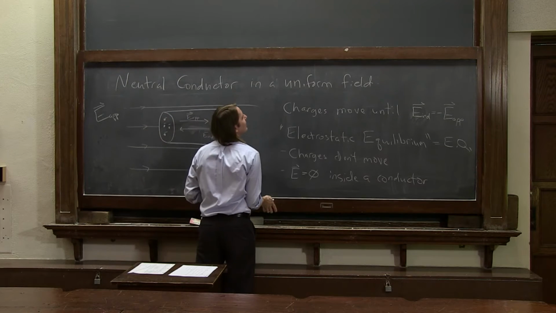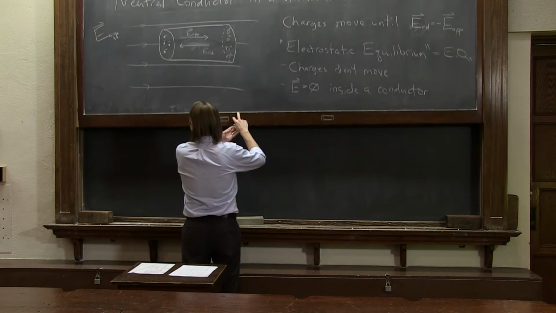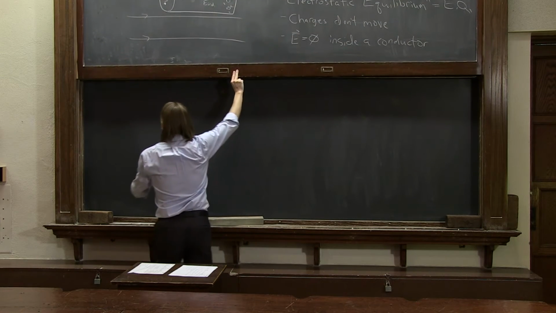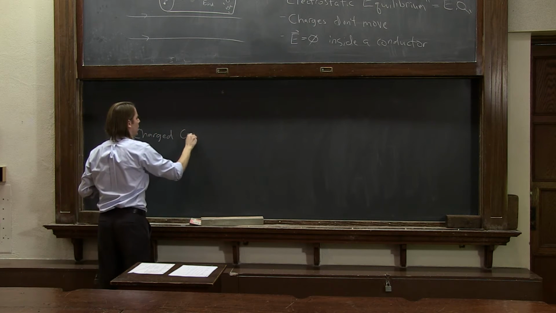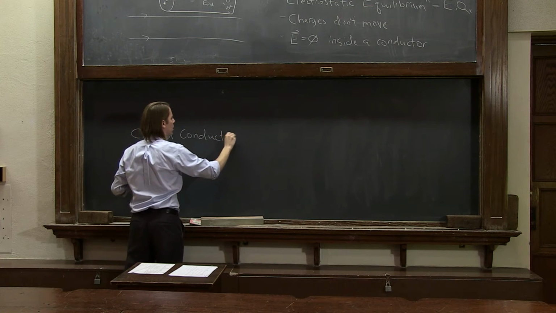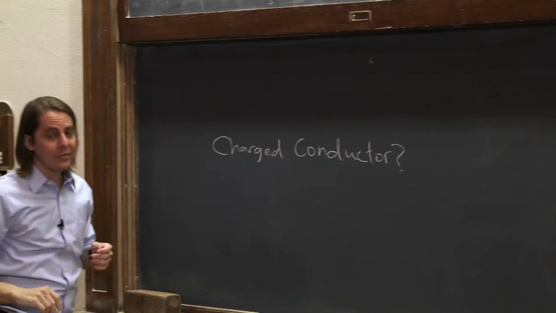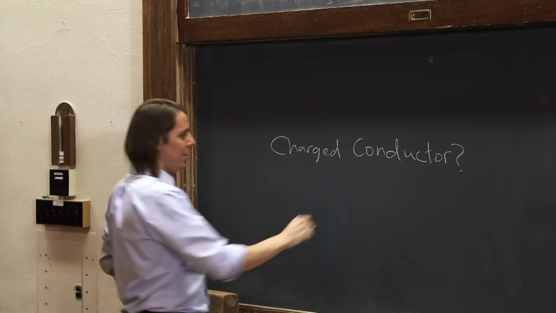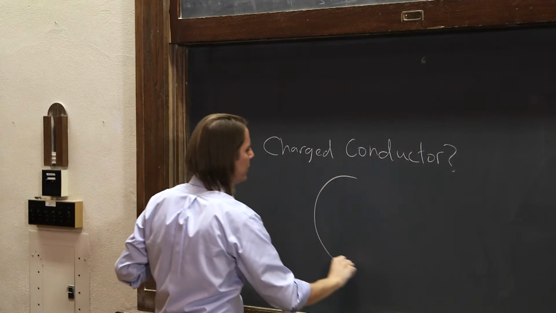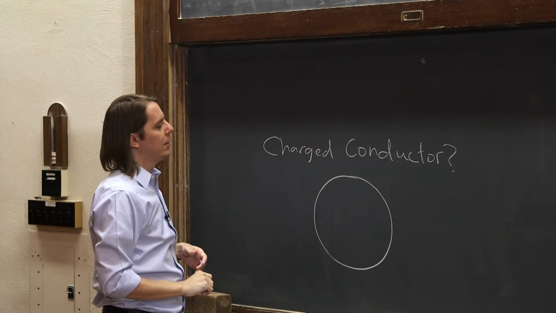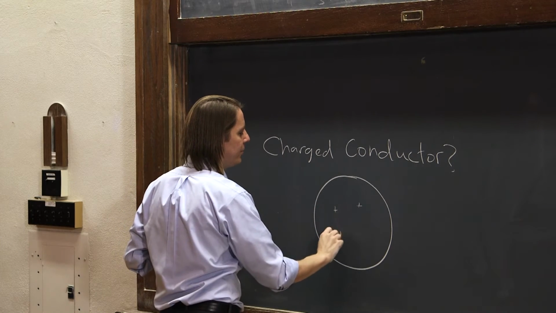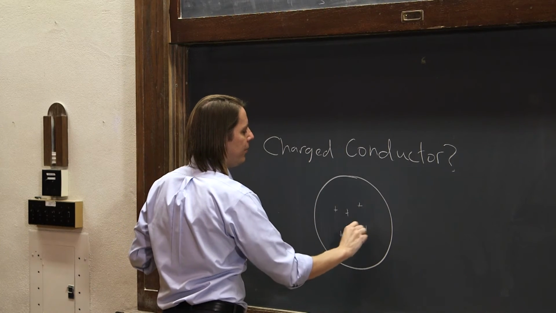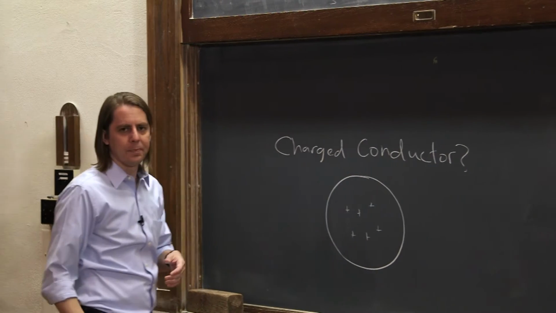Let's look then at something slightly different. That was a neutral conductor. What if we have a charged conductor? Is that different? And basically, the answer is no. Let's imagine a charged conductor here. So a sphere of a conductor, and let's drop some charge on it, some positive charges. Here we go. Here they are, floating around inside this charged conductor.